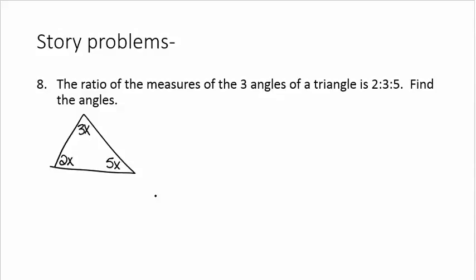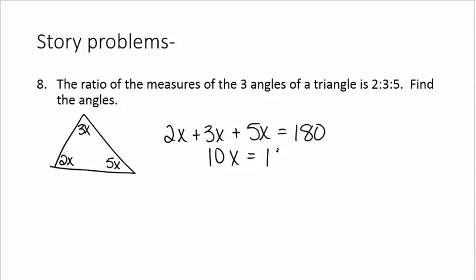That's how we, because x is going to be some number, so that means that the ratio is 2 to 3 to 5. So if we add up these numbers, 2x plus 3x plus 5x, we get 180. We know that the angles of a triangle add up to 180, so we take the 2 parts plus the 3 parts plus the 5 parts to get 180. These are like terms, so when we combine like terms, we have 10x equals 180. Divide by 10, and we get that x is 18.